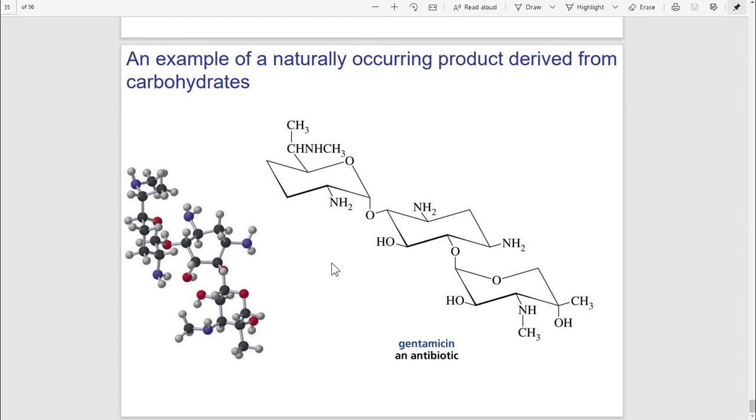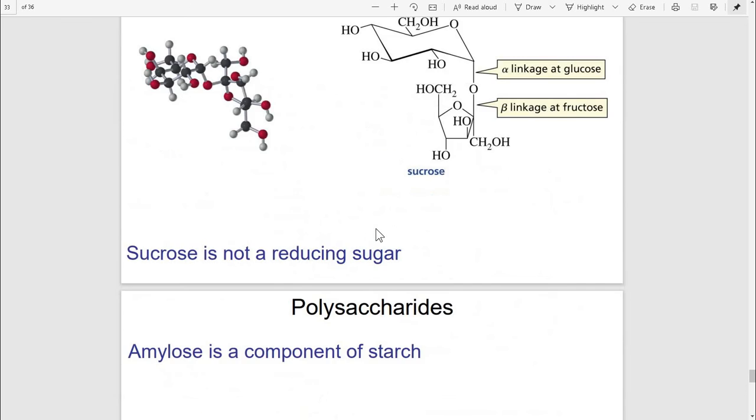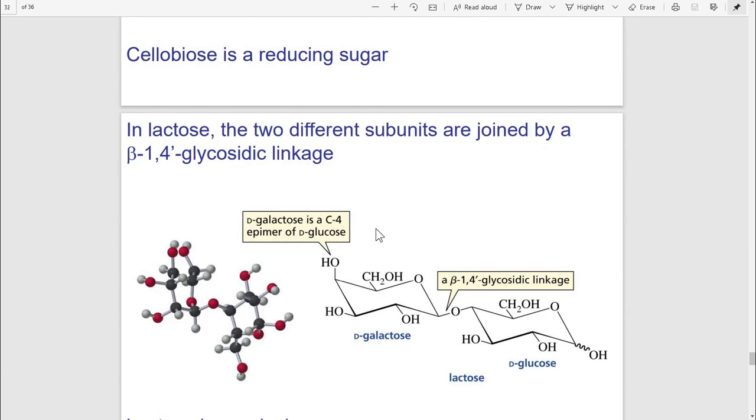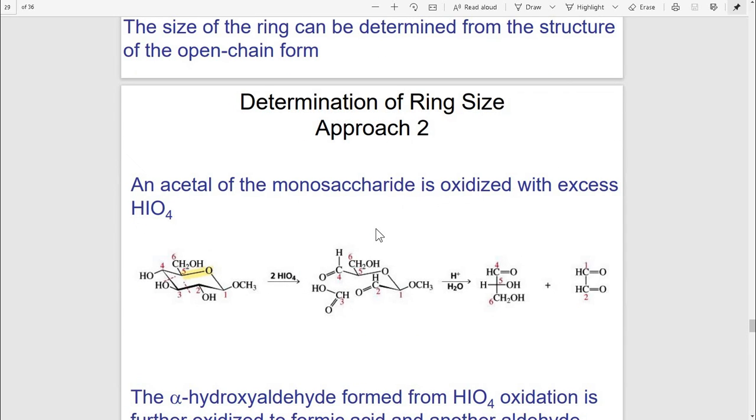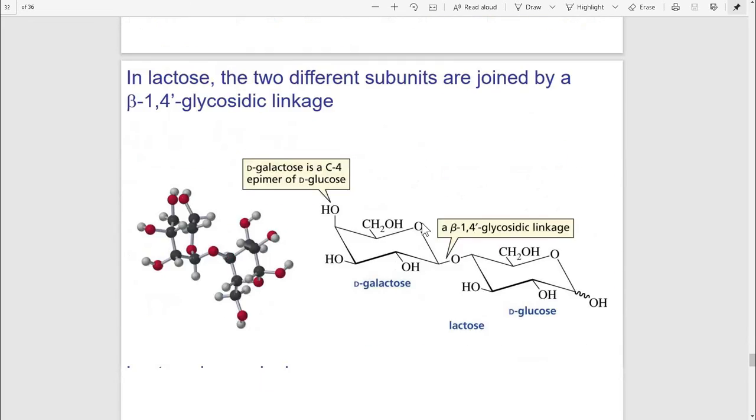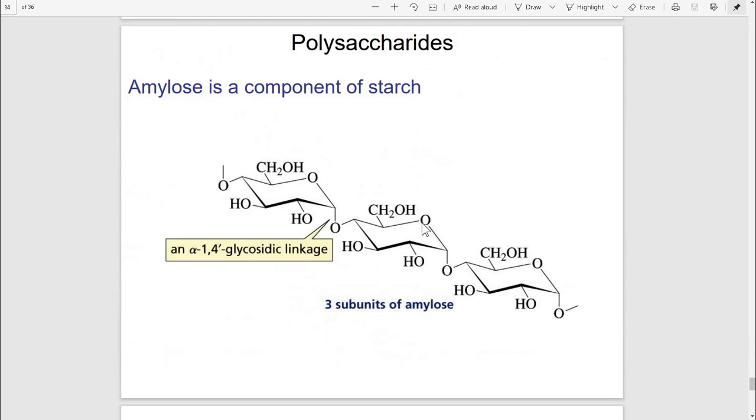Now, in today's lecture, we saw polysaccharides, disaccharides and their examples, and the determination of ring size, the first and second approaches. Okay, thank you. See you in the next lecture.